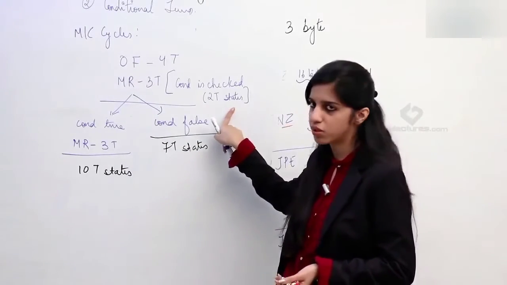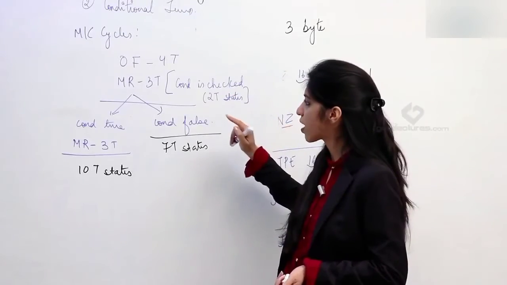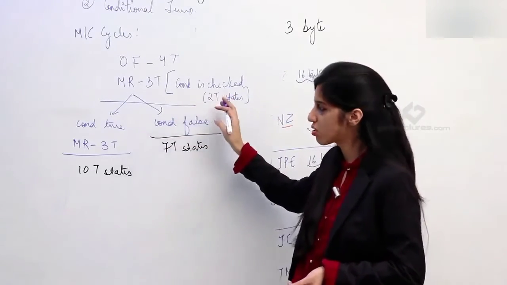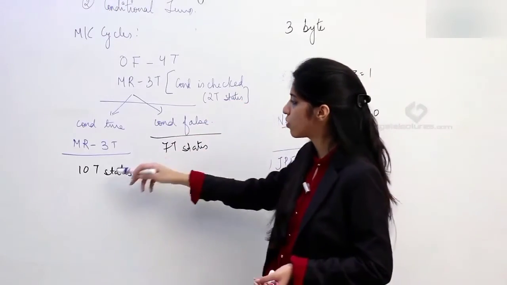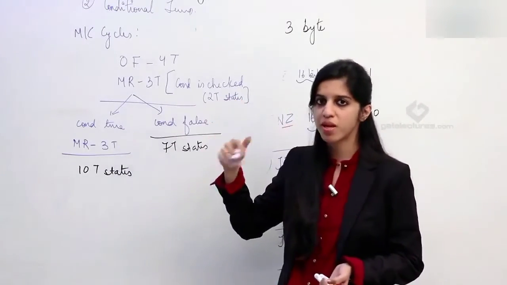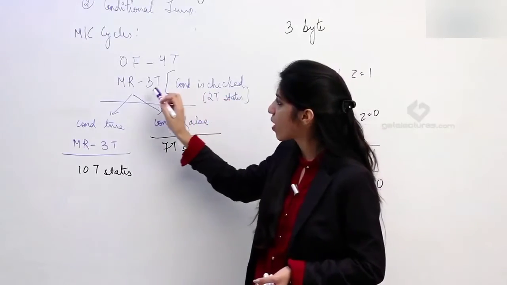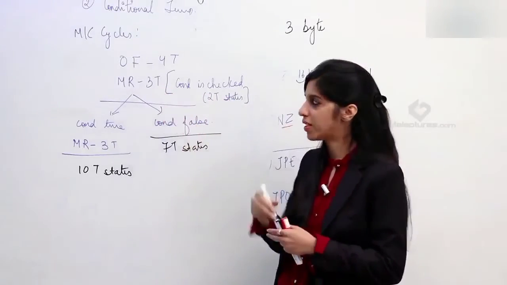Checking condition requires 2 T states. To avoid wastage of time in case of true condition, see, if condition is false, this is going to take 6 T states only. But if the condition was true, this would have taken 12 T states. So best case is to check condition while you are doing first memory read cycle.